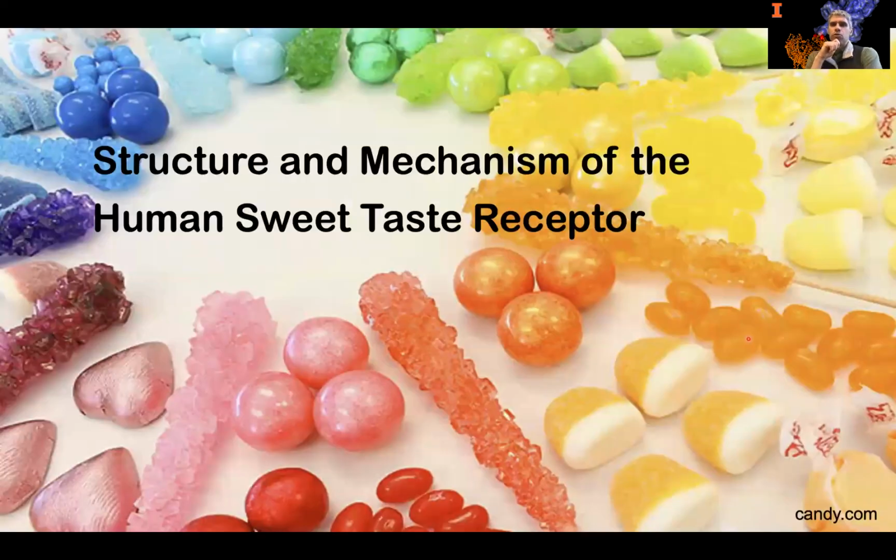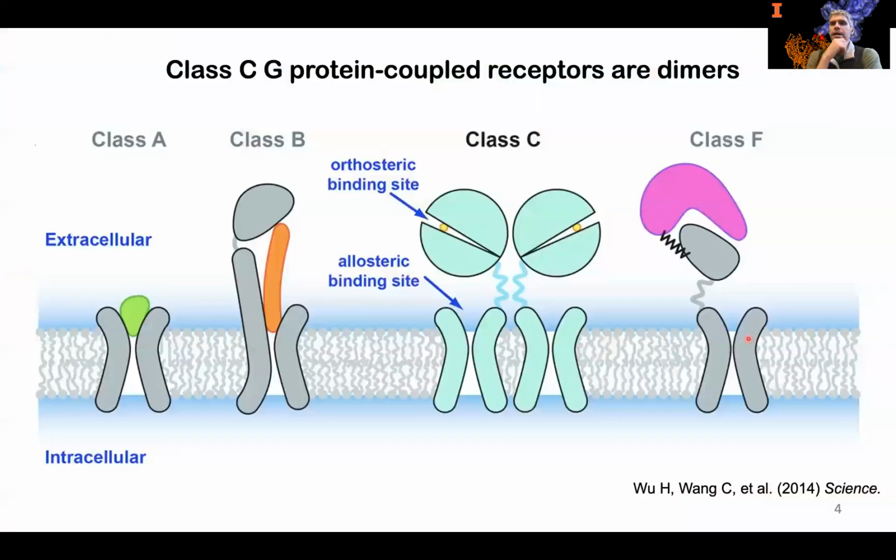So I have three short stories I'm going to talk about. The first is on determining the structure of the sweet taste receptor. This is a class C G protein coupled receptor, or GPCR.